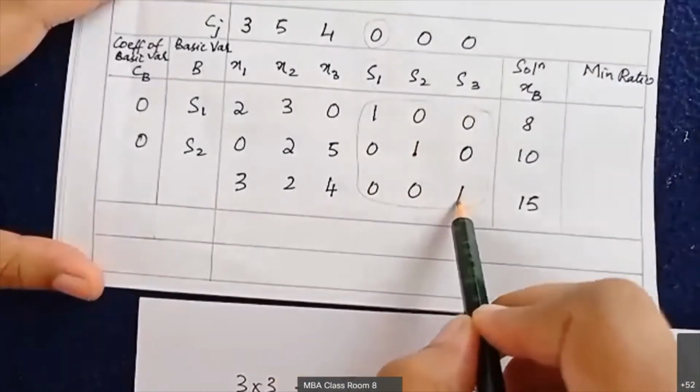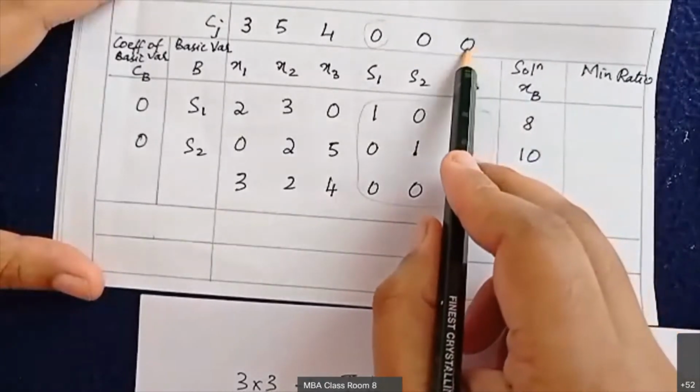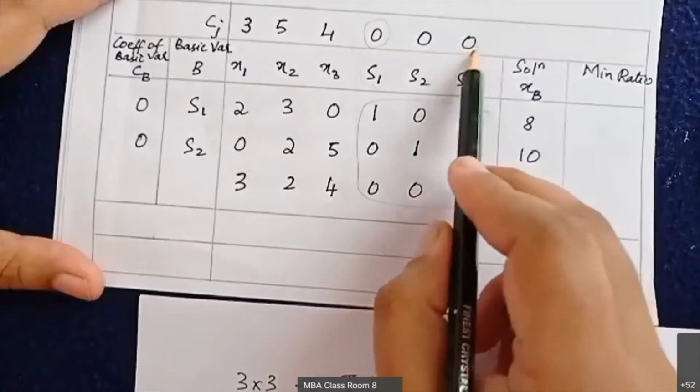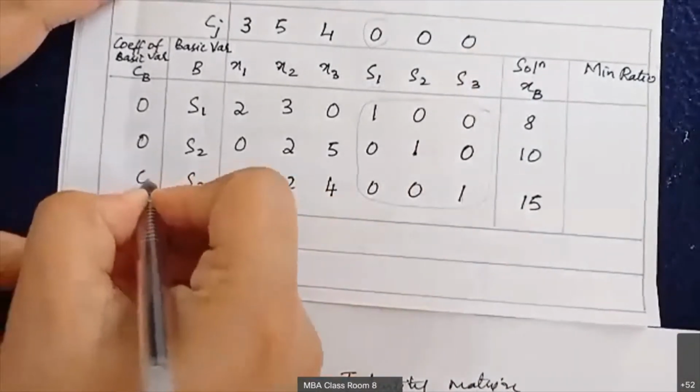Okay, so the corresponding variable is S3 and the corresponding coefficient is 0. So I have S3 over here and 0 over here.